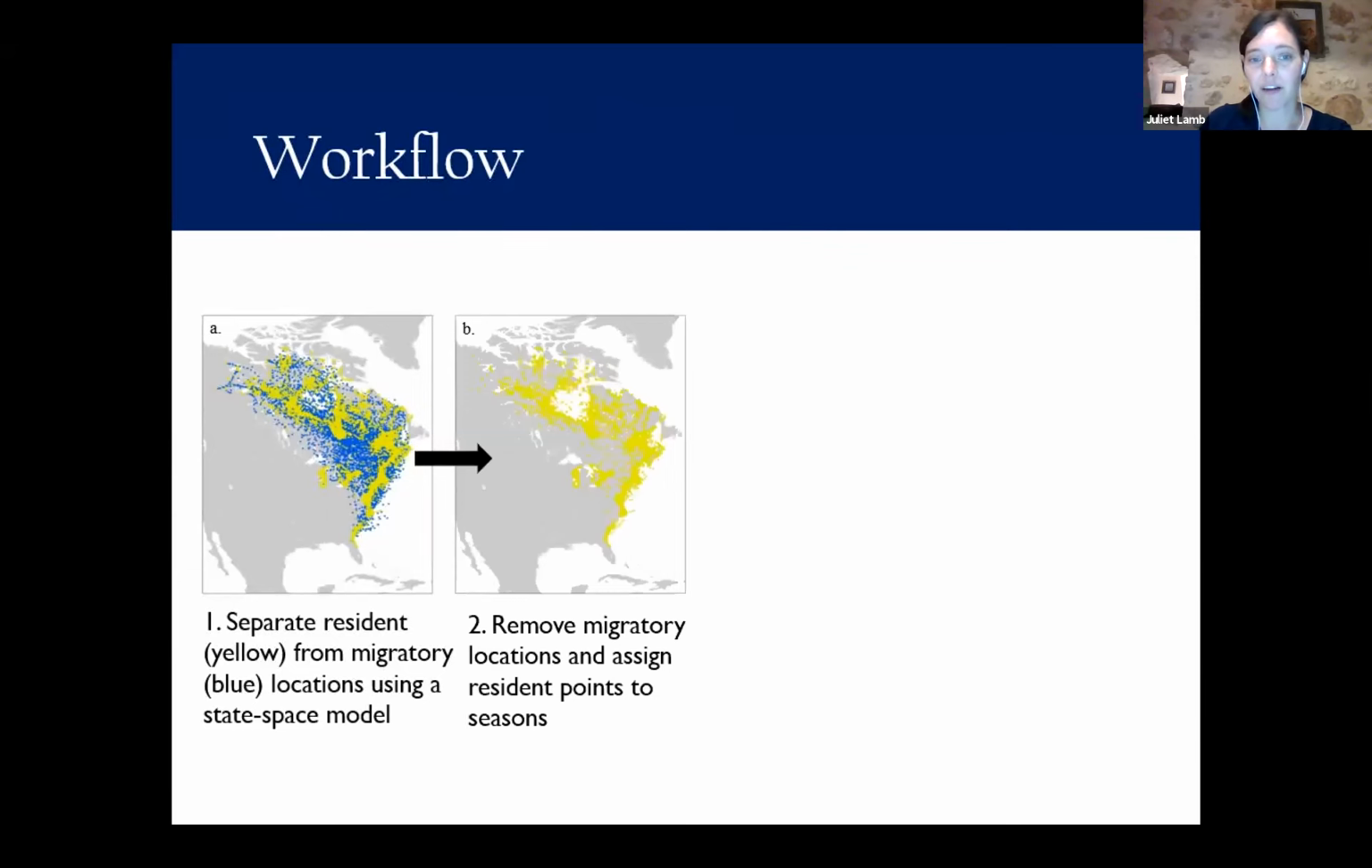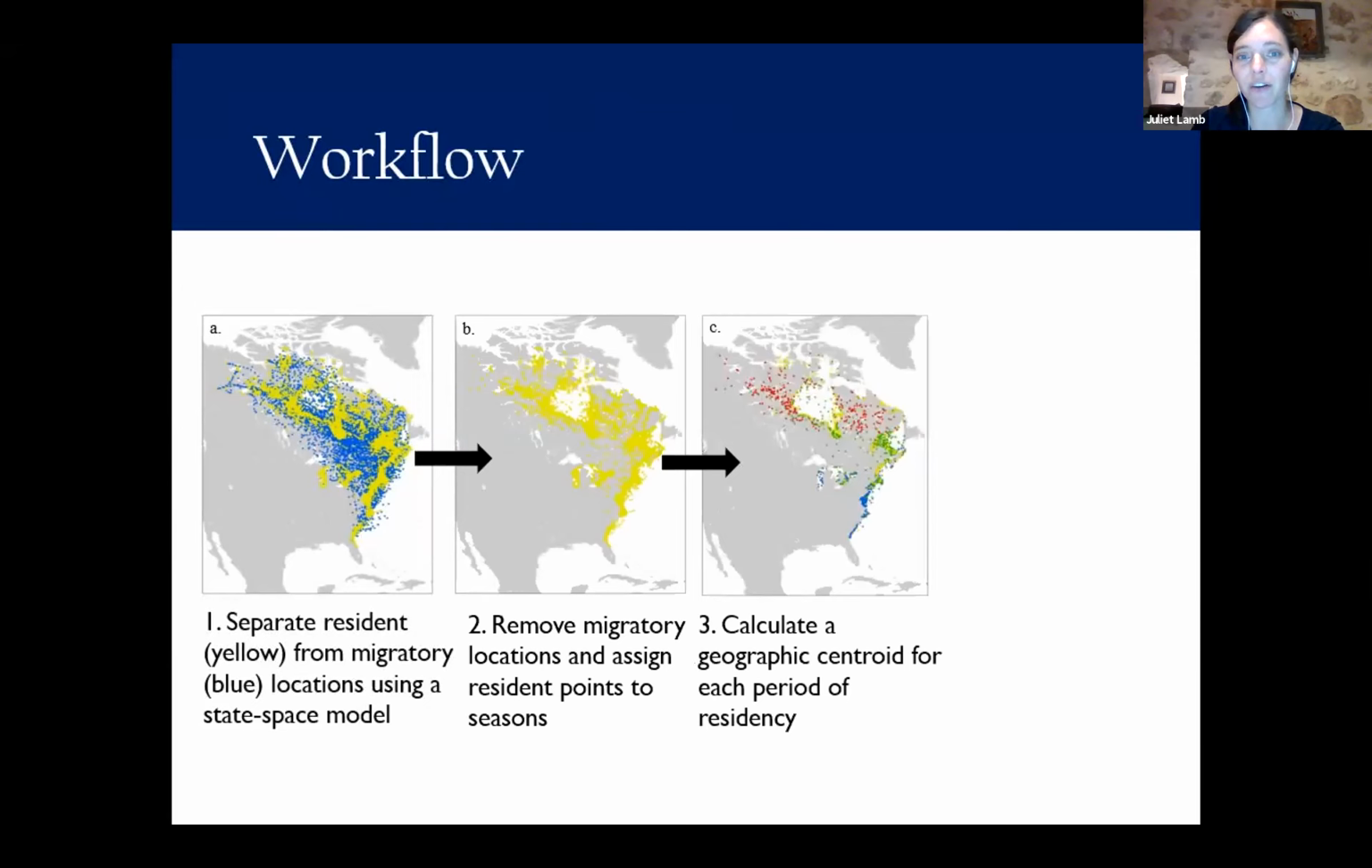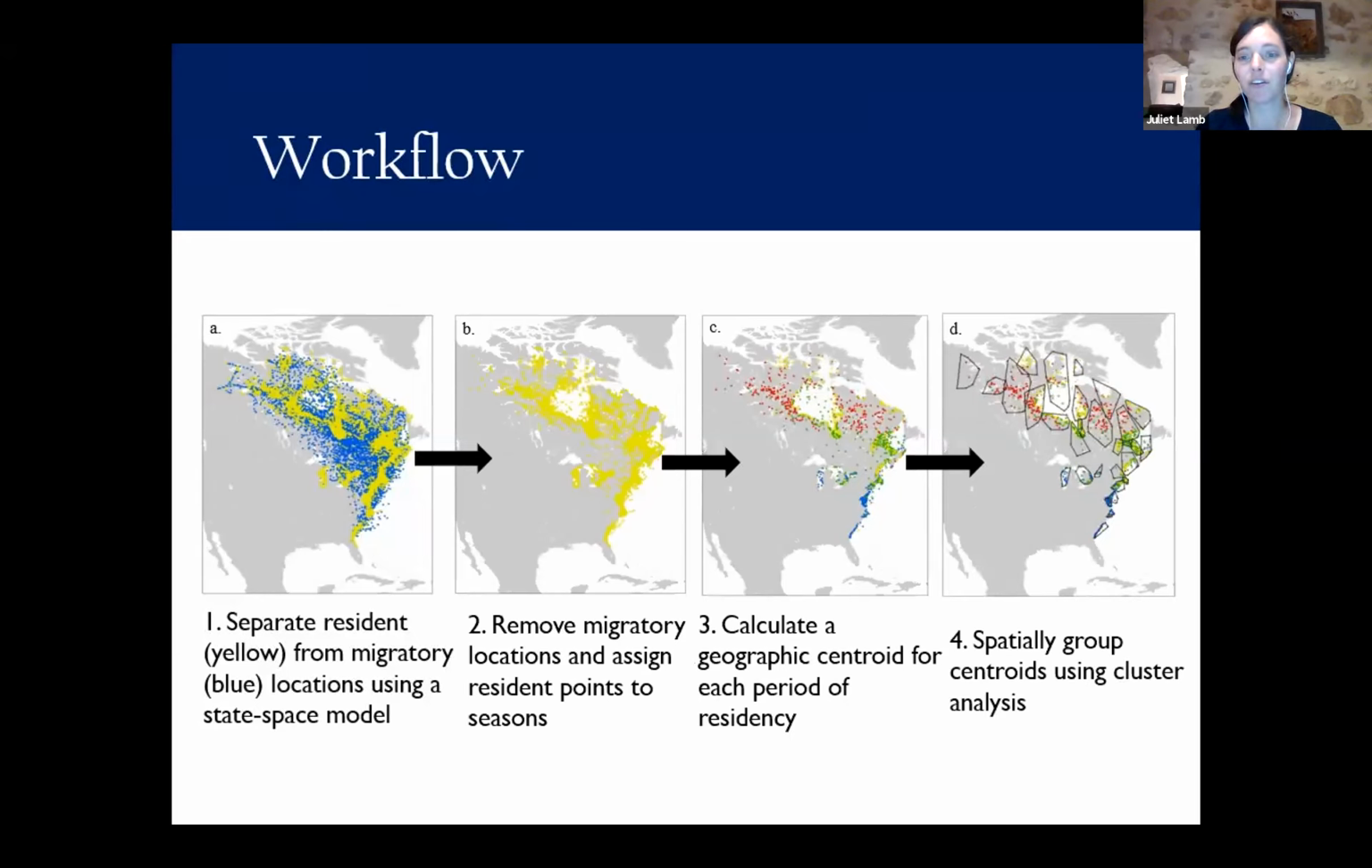So we assigned all of those resident locations to seasons, just depending on their position in the annual cycle, calculated habitat centroids to get rid of some of the variation in the data, and then used a cluster analysis to group those into sites on the landscape. I can go into more detail on any of those steps potentially in the Q&A, but I'll go through them pretty quickly now to get to some of the results.